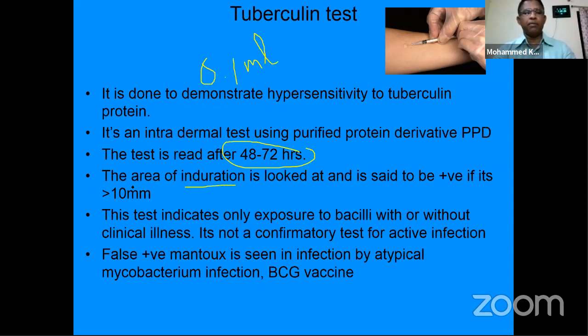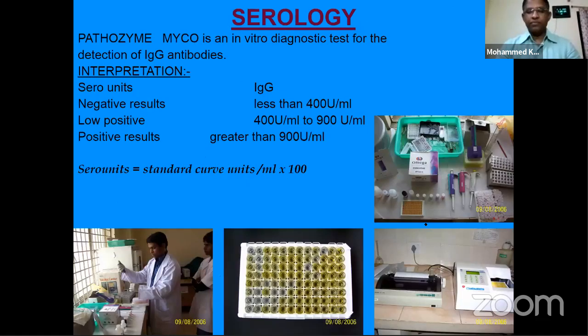If it is more than 10 mm, then it is significant, other than erythema, which will indicate infection, especially in a small age group, in infants, not in adults. It is not a confirmatory test for active infection, mind you. It is only a prognostic test. It is not a diagnostic test. Fine. Serology, it is no more done. It is banned. Please remember this, 5-6 years ago, I think 2007-8, it was banned. From that time, nobody is doing serology for tuberculosis.